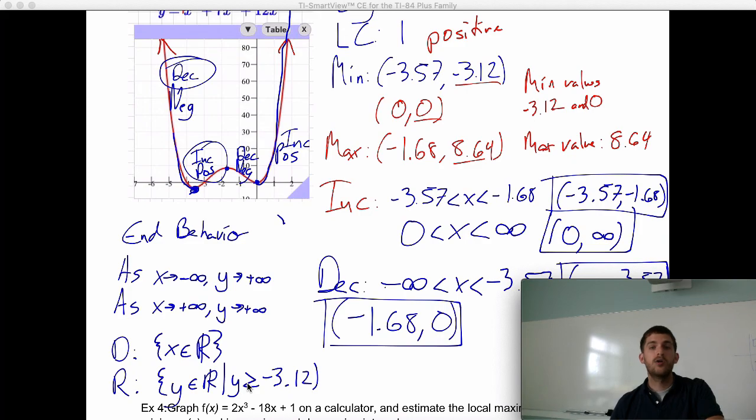That's saying our graph is never ever going to get below y of negative 3.12. So negative 3, perfect. Negative 3.2, no. Negative 3.13, nope. Negative 3.12, yep. Negative 3.11, yep. Just never below negative 3.12.